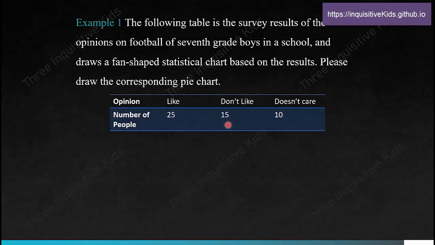Now let's do example 1. The following table is a survey result of the opinions on football of 7th grade boys in a school, and draws a fan-shaped statistical chart based on the results. Please draw the corresponding pie chart. So at the top of the table is the opinion: you like it, don't like it, or you don't care about it, and the number of people that selected each answer. Then I want you to draw the corresponding pie chart using the steps you just jotted down. Now go ahead.